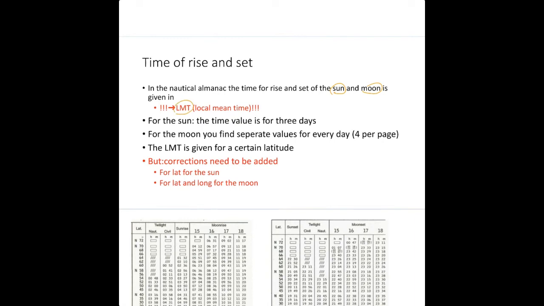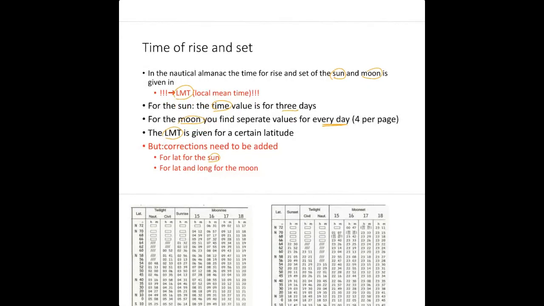For the sun you get one value for 3 days. For the moon you find separate values for every day, and you get 4 days per page. The LMT is given for a certain latitude, but of course we need to do corrections. We need to do corrections for the latitude for the sun, and corrections for both latitude and longitude for the moon.